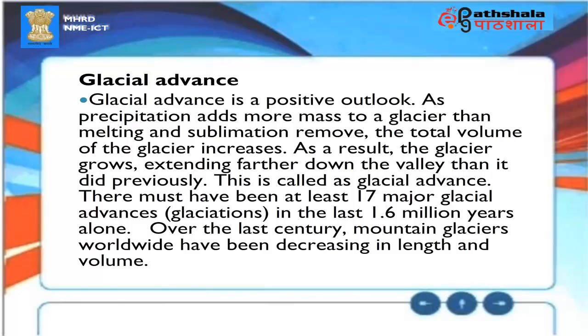Glacial advance. Glacial advance is a positive outlook. As precipitation adds more mass to a glacier than melting and sublimation remove, the total volume of the glacier increases. As a result, the glacier grows, extending farther down the valley than it did previously. This is called glacial advance. There must have been at least 17 major glacial advances, glaciations, in the last 1.6 million years alone. Over the last century, mountain glaciers worldwide have been decreasing in length and volume.